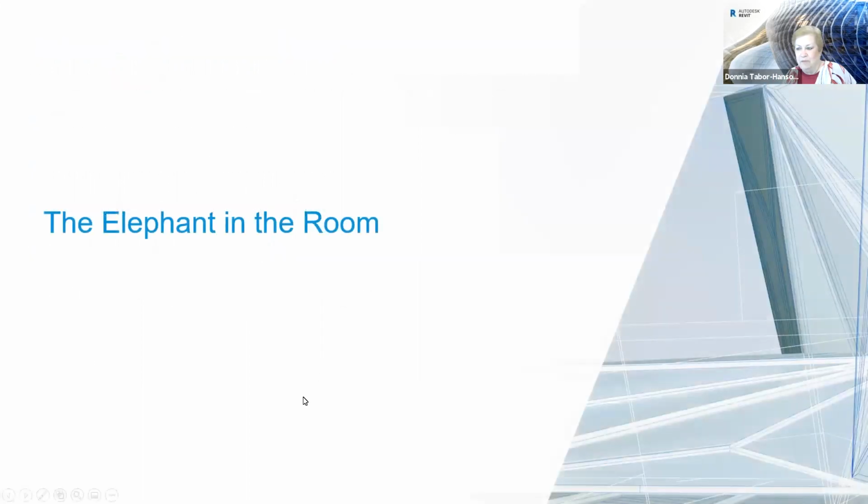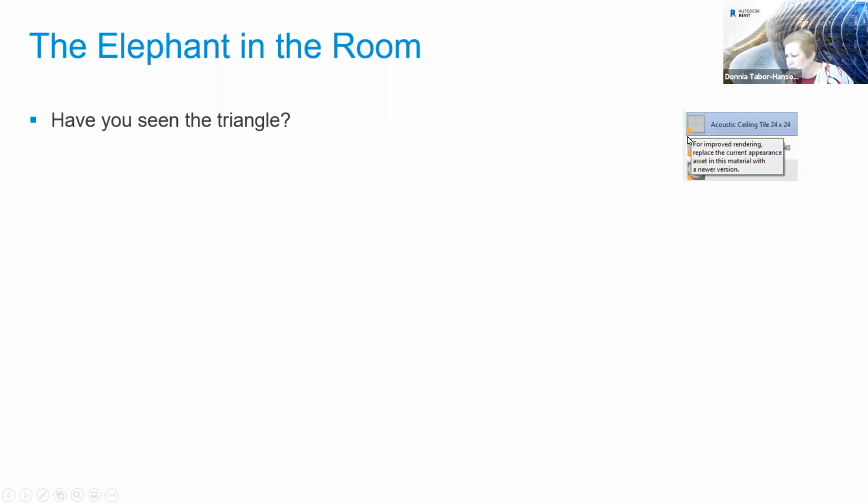So let's get started with the elephant in the room. And that would be, have you seen that little triangle? That little yellow triangle in the corner of your materials preview that screams error. And what is it about? Do you need to replace it or not?